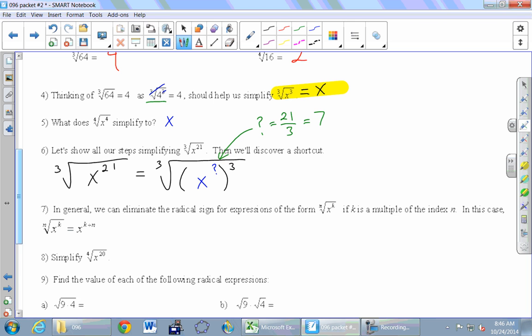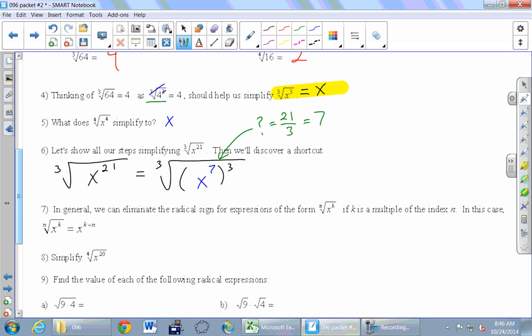If I put a 7 right up there, and then just recopy the cubed, what do we do with those powers up there? We multiply them. That's what we do with powers. When you have a power to a power, we multiply them. That was one of our rules. So how many x's do we have right now? 21, the same as what we started with. So it's completely equal to what we had before.